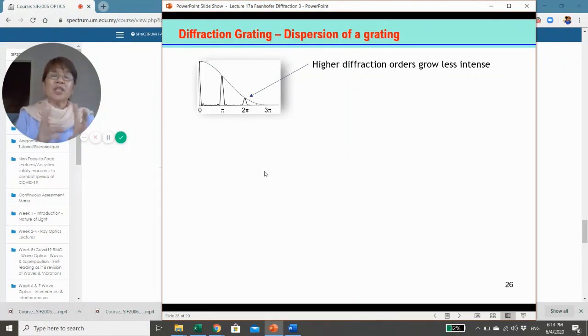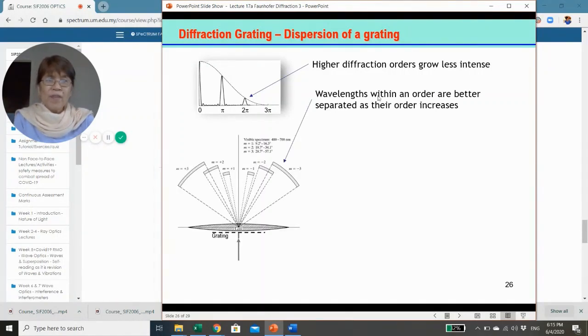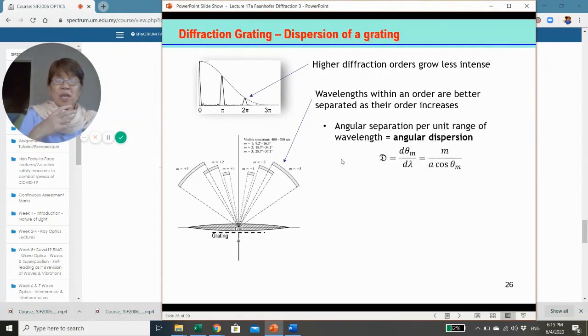Then we talk about this. I'm just giving you some terms that we talk about when we're talking about grating, some figures of merit. So when we talk about dispersion of a grating, if you look at this, higher order diffraction grows less intense, isn't it? So wavelengths within the higher orders are better separated, but they grow less intense. So if we say they are better separated, then we are going to ask a question: what would be the angular dispersion? That's the angular separation per unit range of wavelength, and that will be written as m over a cosine theta m. Okay, this is the diffracted angle of mth order.